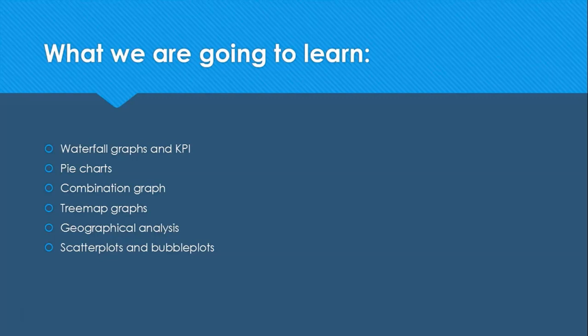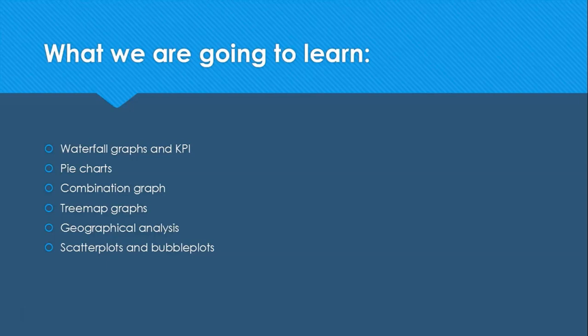Of course, we're going to learn about the waterfall and KPI graphs, and how we're going to compare our negative and positive trends. That's how we're going to do it. We're also going to learn about our pie charts, which you may know, and our combination and tree map graphs, where you compare using other options like how large your rectangle is or anything related to that.